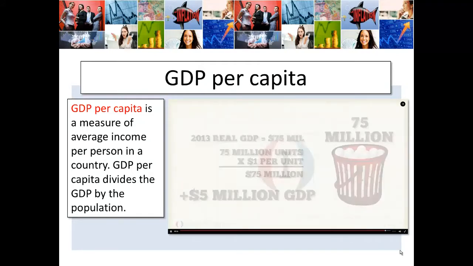Importantly, GDP per capita is a measure of average income per person in a country. So we take the total GDP figure and divide it by the population of a country.